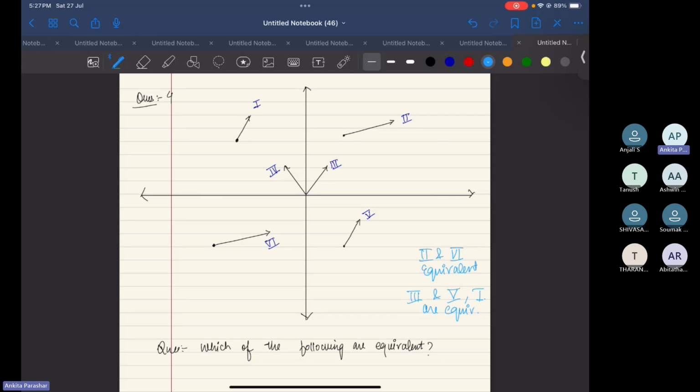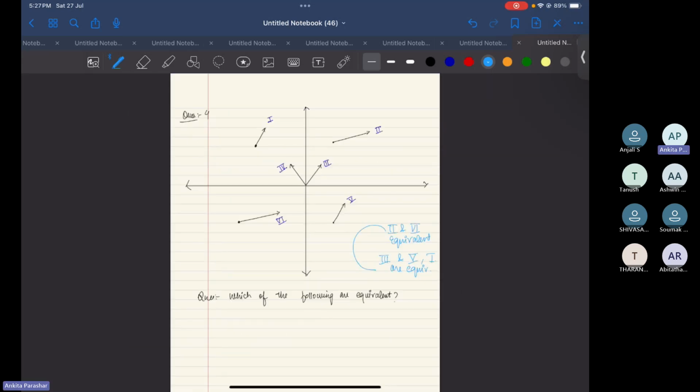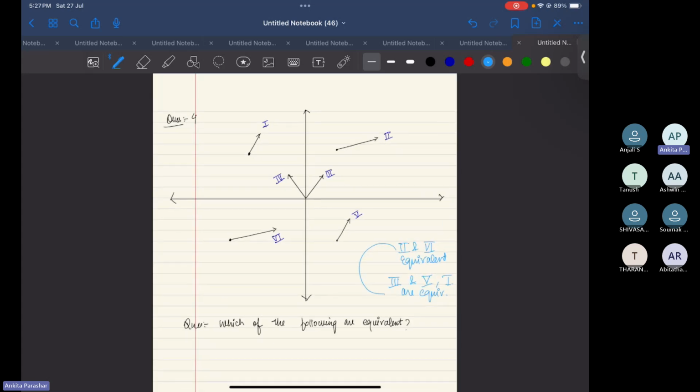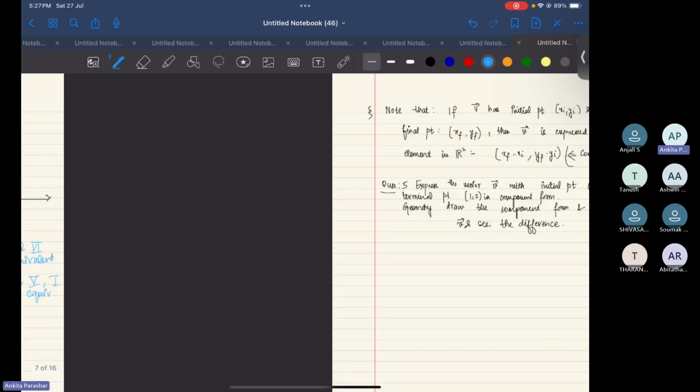Okay, so all of you can see now that second and 4 are equivalent. But if I ask you second and third, are they equivalent? No, ma'am, direction and magnitude also differ. Right. So these are the only pairs which are equivalent. Any other pair is not equivalent. All right. So I think you understand the meaning of two vectors being equivalent.